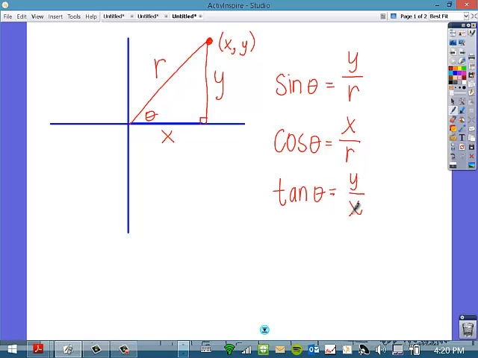So you can find the reciprocal functions. Cosecant of theta is r over y. Secant of theta is r over x. And cotangent of theta is x over y. Keeping in mind that you can never have 0 in your denominator. So these statements are true whenever your denominator is not equal to 0.